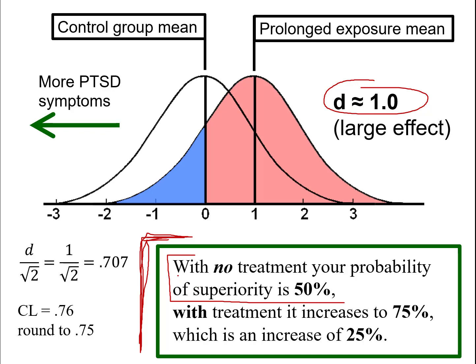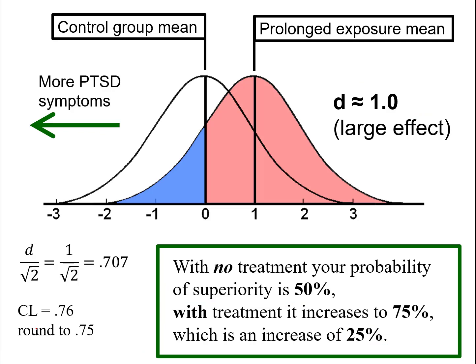If you don't receive any treatment, your probability of being better off than someone else who also receives no treatment is always just 50-50. You might be better, you might be worse, it's a 50-50 chance. So with no treatment, your probability of superiority is 50%. With treatment, your probability of superiority increases to 75%, which is an increase of 25%. So that's a blurb that you give patients or clients on information about what this effect size means.